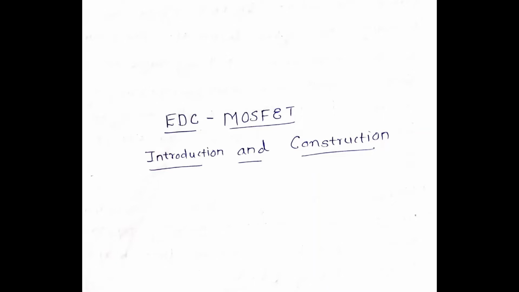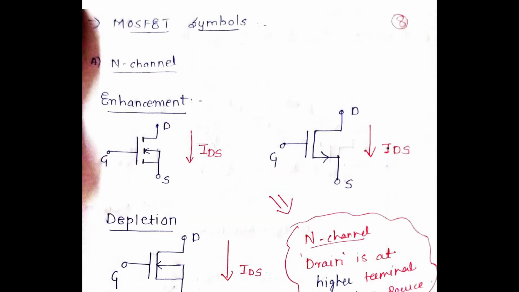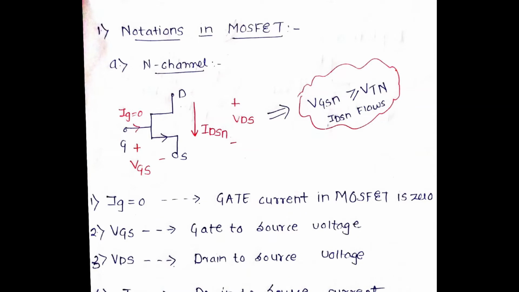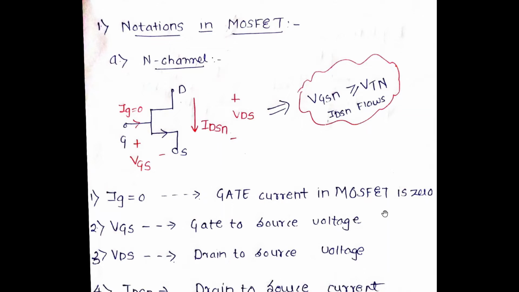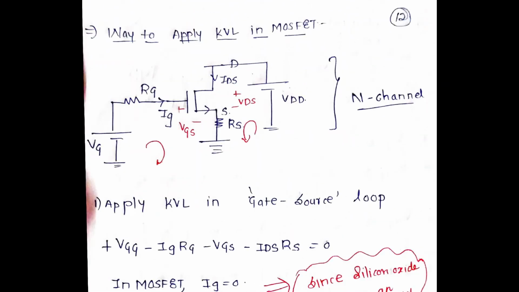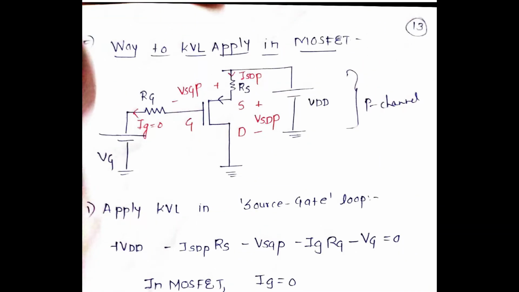So the next topic that we are going to deal with in EDC with respect to MOSFET is the notations of an N-channel MOSFET and a P-channel MOSFET. It is very important for you to understand these notations very well, each and every term in this. So it's going to be a short video where we will be talking about the notations in an N-channel MOSFET, the notations in a P-channel MOSFET, and the way to apply KVL in an N-channel MOSFET and in a P-channel MOSFET.